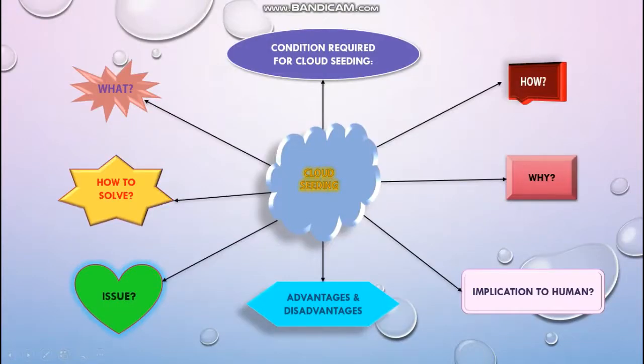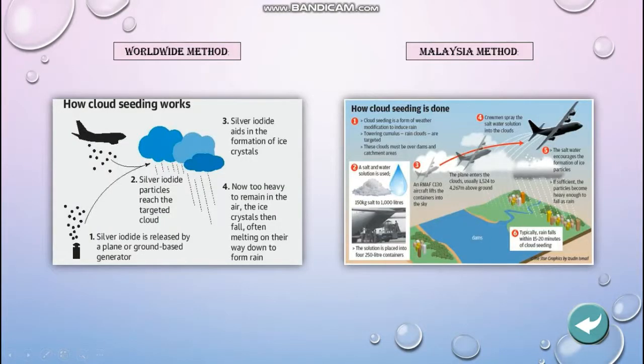Next is how to do cloud seeding. The first method, usually used worldwide, is as follows. First, silver iodide is released by a plane or ground-based generator. Second, silver iodide particles reach the target cloud. Third, silver iodide aids in the formation of ice crystals. And fourth, now too heavy to remain in the air, the ice crystals fall, often melting on their way down to form rain.